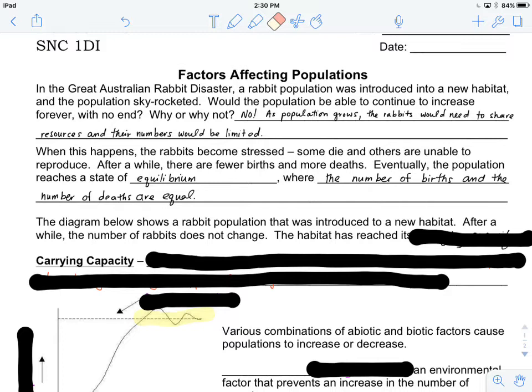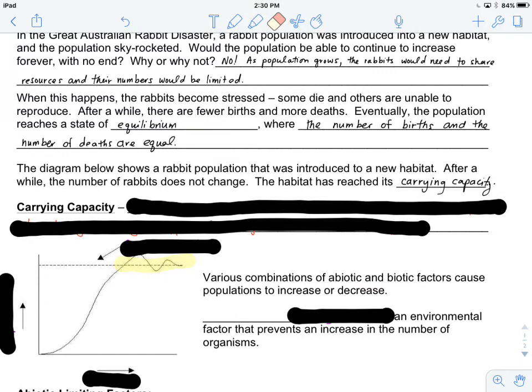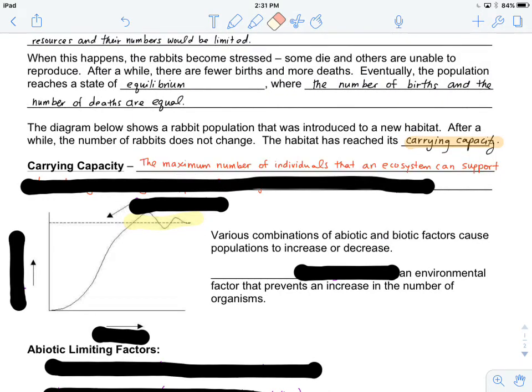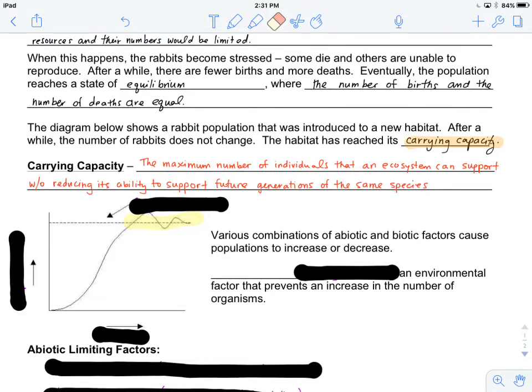Okay, so we're going to talk about this in regards to populations, because the diagram below, there's a little graph down below, shows a rabbit population that was introduced to a new habitat. And after a while, the number of rabbits does not change. And that's because the habitat reaches what we call its carrying capacity. And this is a very, very important term, carrying capacity. We're going to define it. The carrying capacity is defined as the maximum number of individuals that an ecosystem can support without reducing its ability to support future generations of the same species.